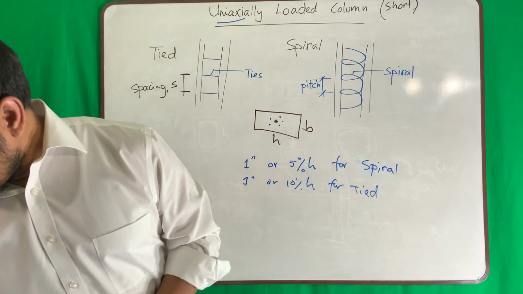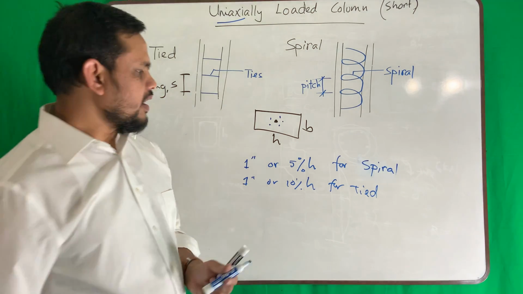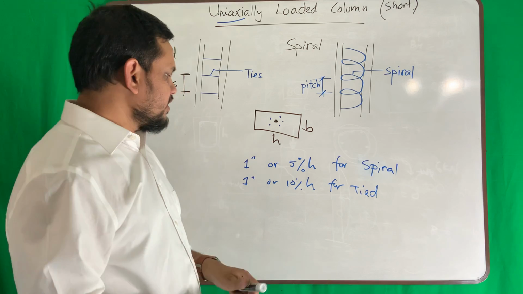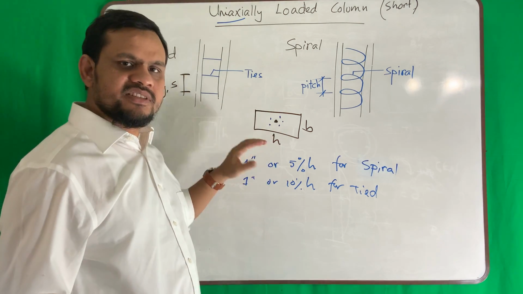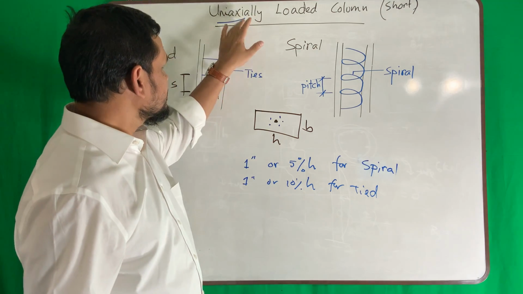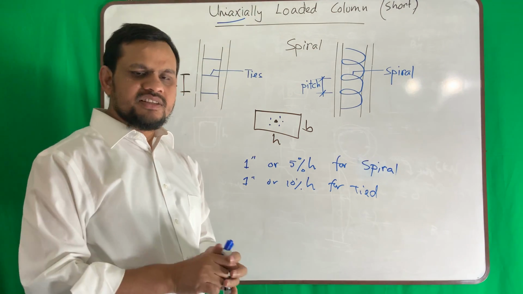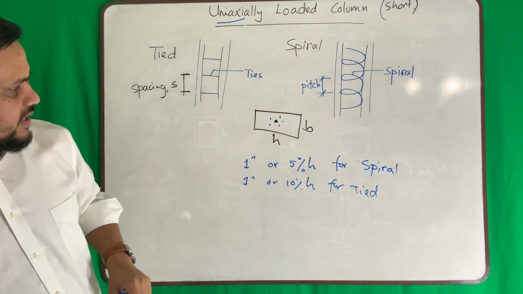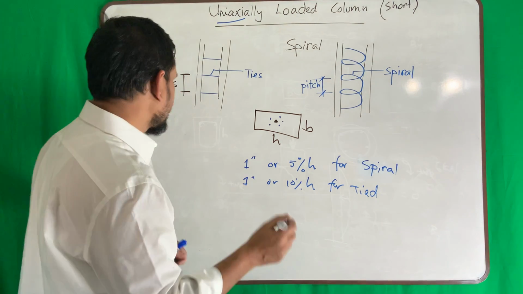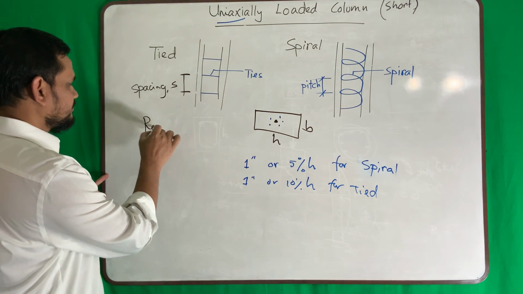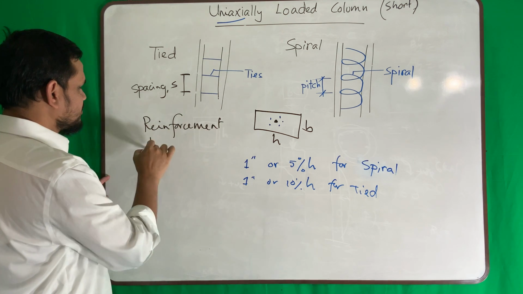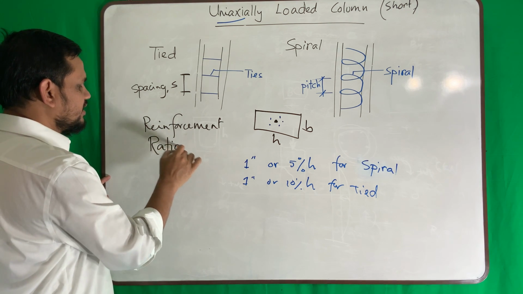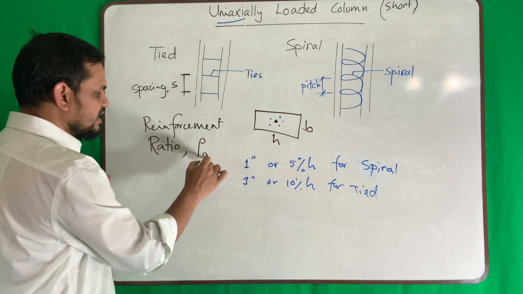Okay, let me check again. Yes, I'm telling the right thing from the book. So if my load is away by 1 inch or 5%, whichever is smaller, then still it is considered uniaxial. Some eccentricity is okay. That is number one. Number two is reinforcement ratio. This time we call it rho g.